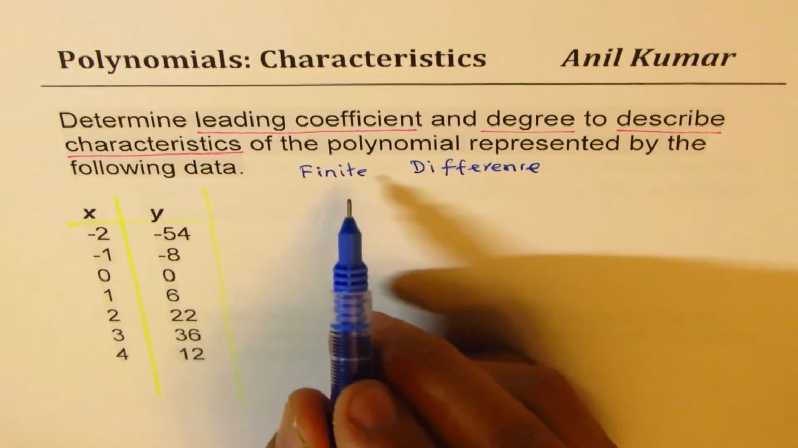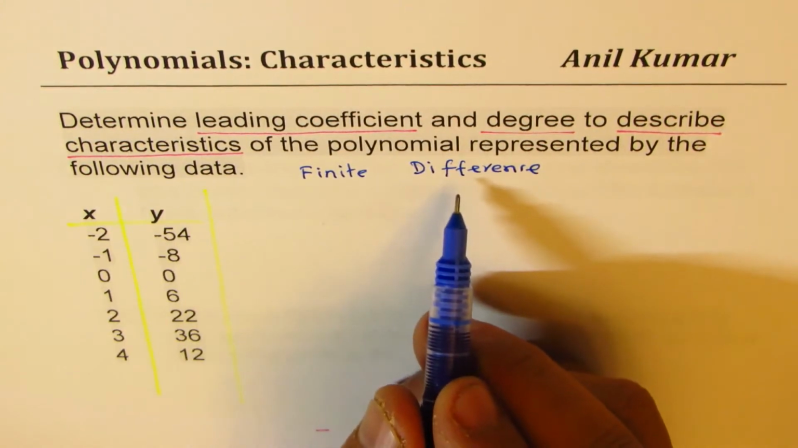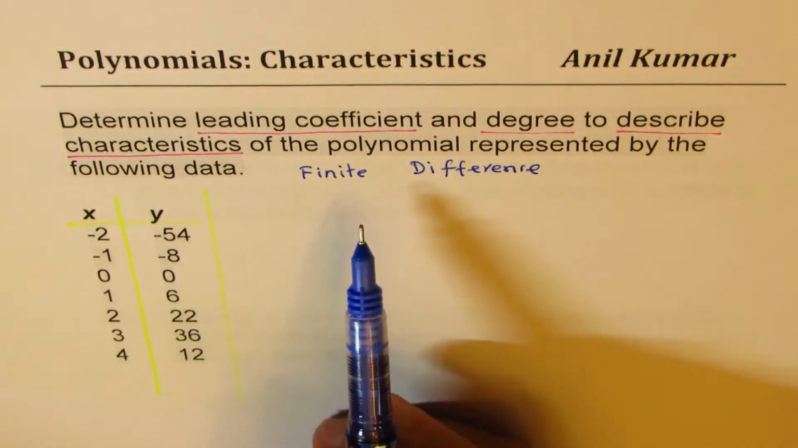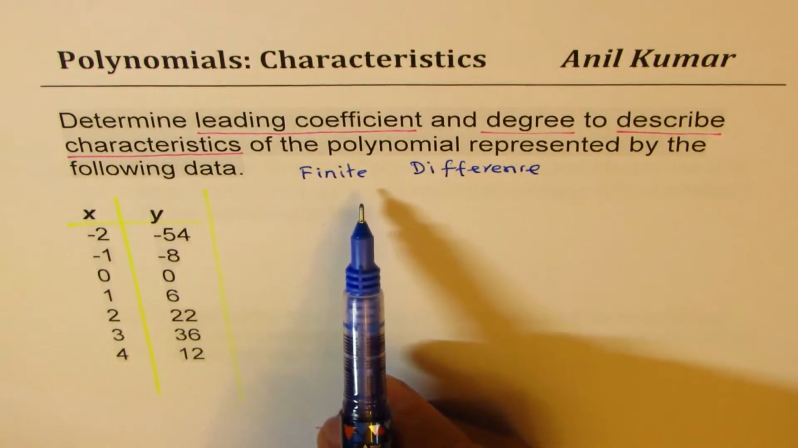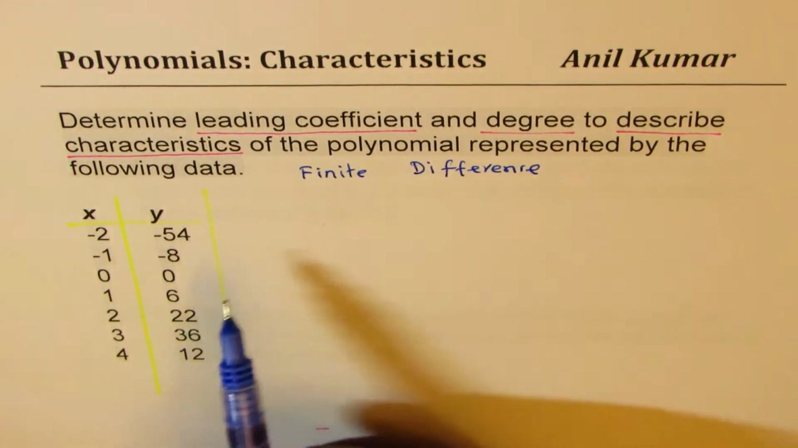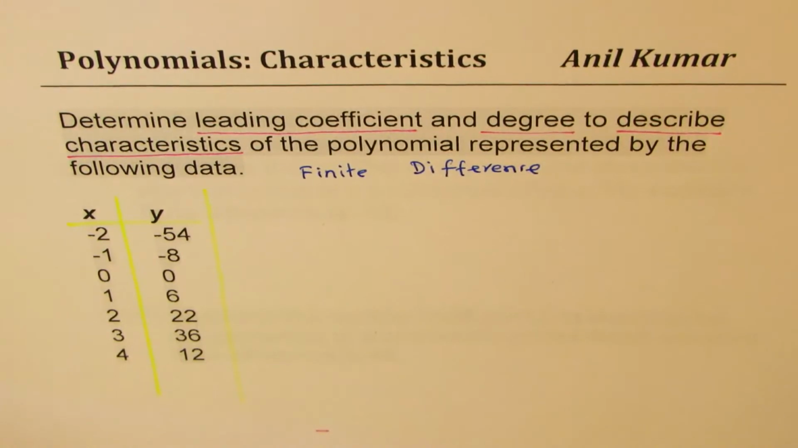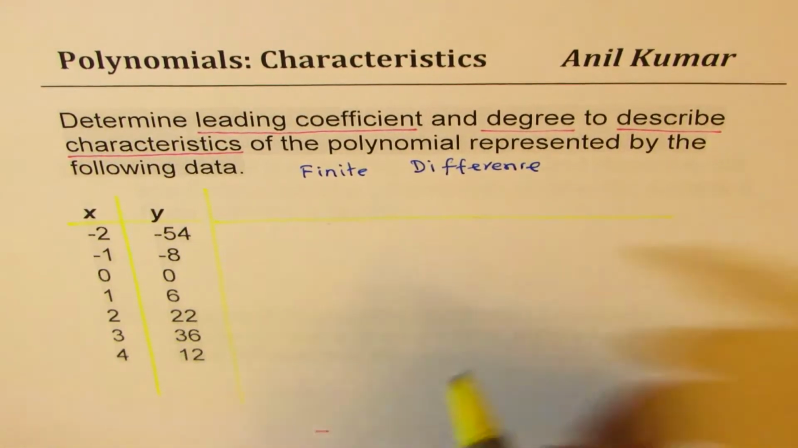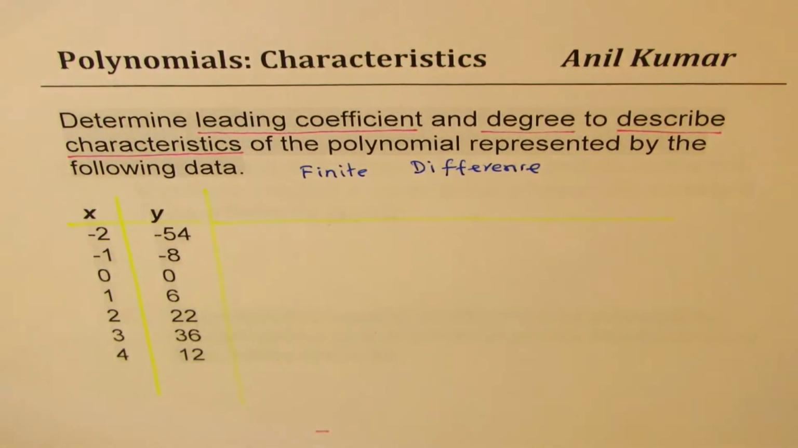So whenever the finite difference is constant, the level at which we reach it will tell us the degree. And the value of the finite difference will give us the leading coefficient. So we'll develop that formula also. It is known to some of you, may not be known to all. So what we will do here is just make a few columns to find the finite difference.